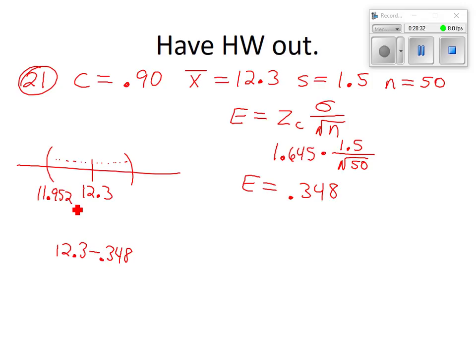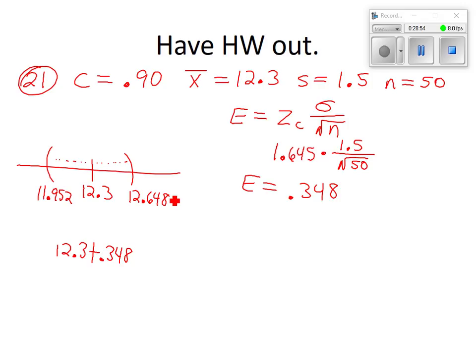How do we find this upper limit? 12.3 plus 0.348. 12.648. That's our interval. That's our confidence interval.